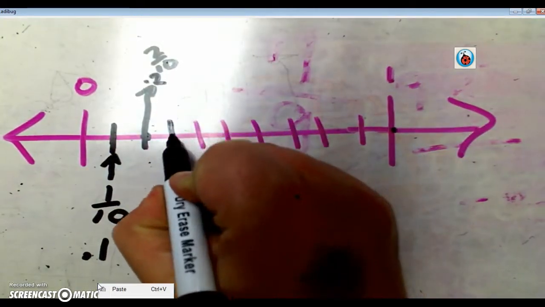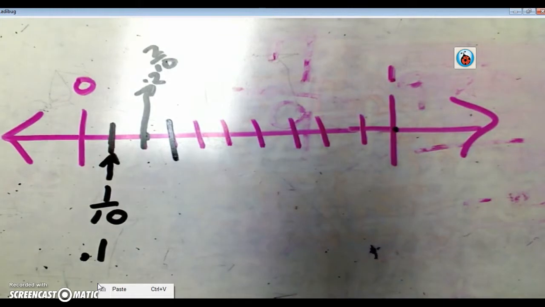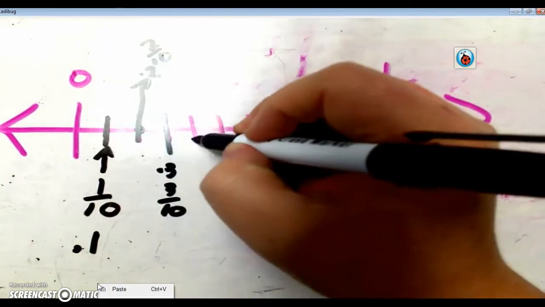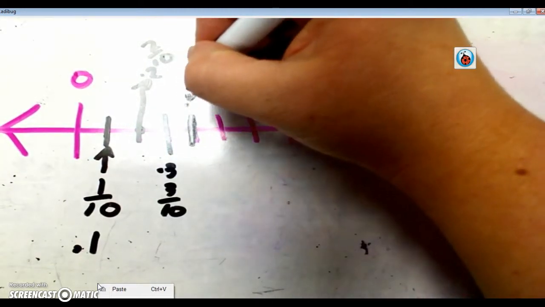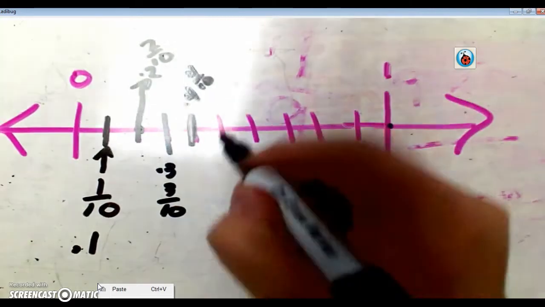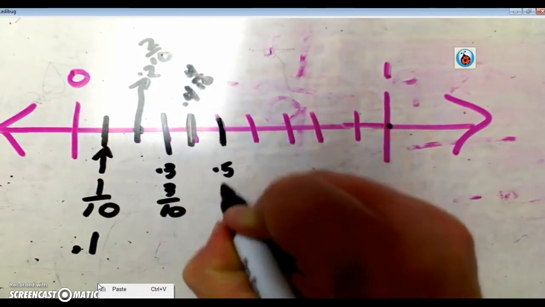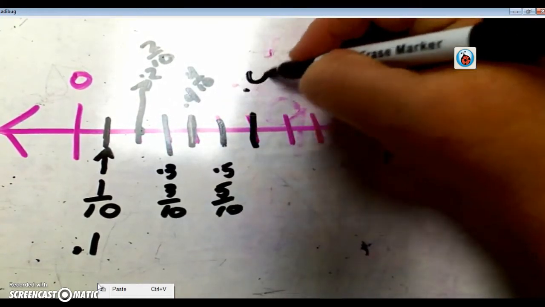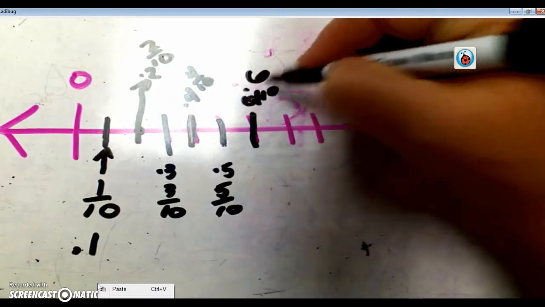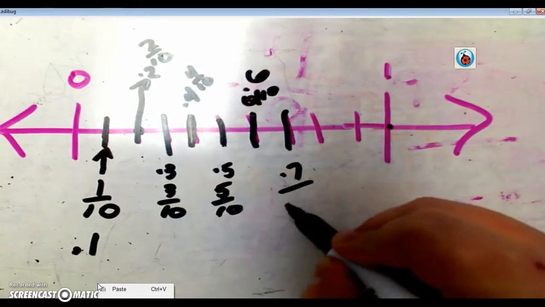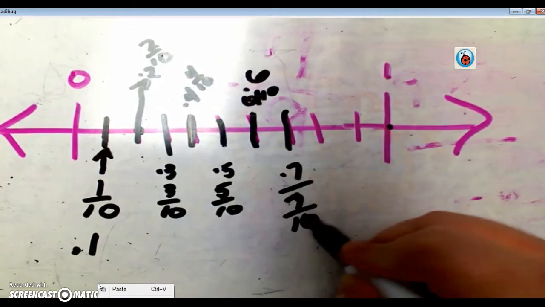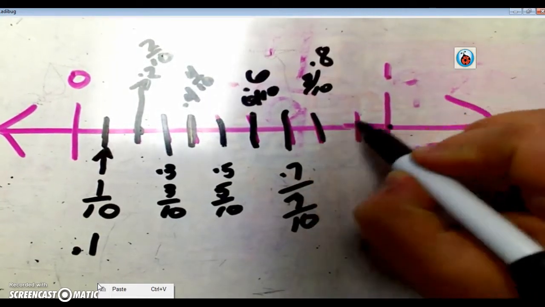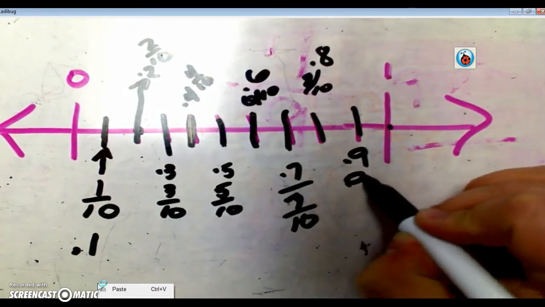Okay, so this one I could write as 0.3 or 3 over 10, right? Okay, this one would be 0.4 or 4 over 10. Okay, this would be 0.5 or 5 over 10. 0.6 or 6 over 10. 0.7 or 7 over 10. 0.8 or 8 over 10. 0.9 or 9 over 10.